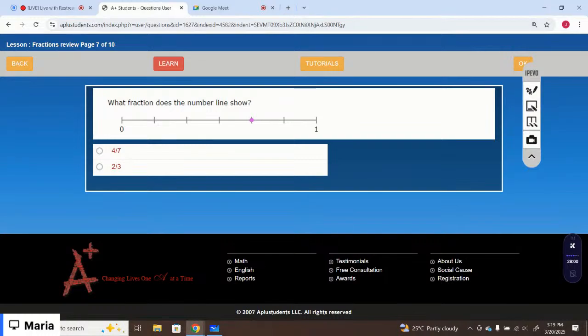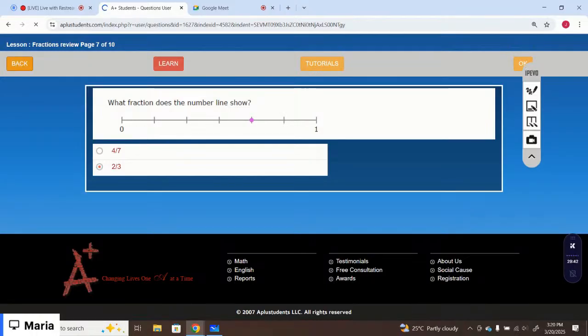What fraction does the number line show? Which is the correct option? That is 2 out of 3. Option number 2 is the correct option.